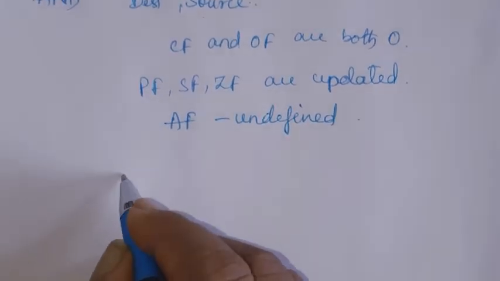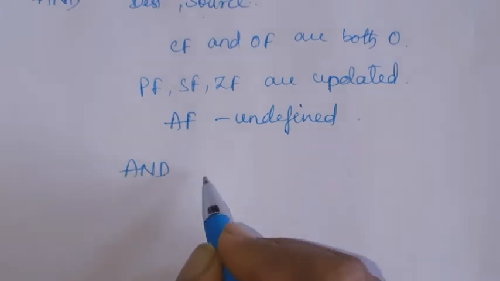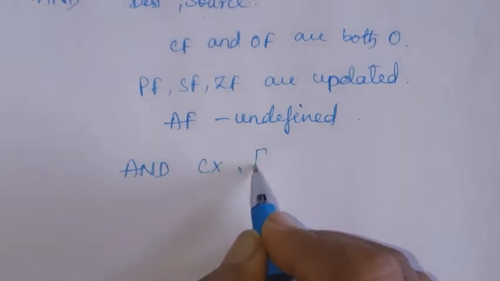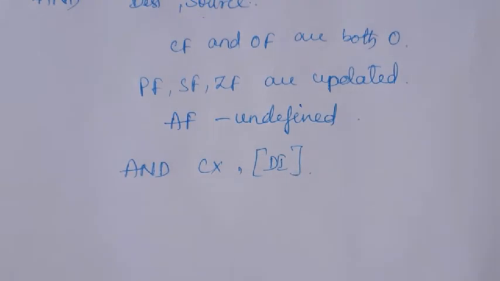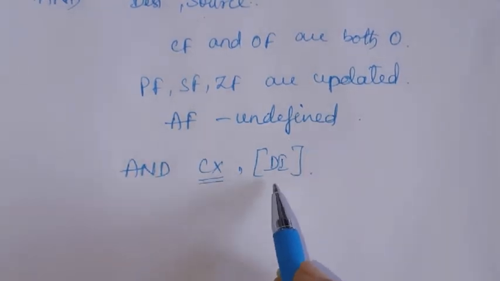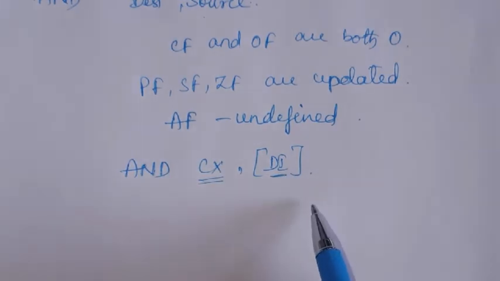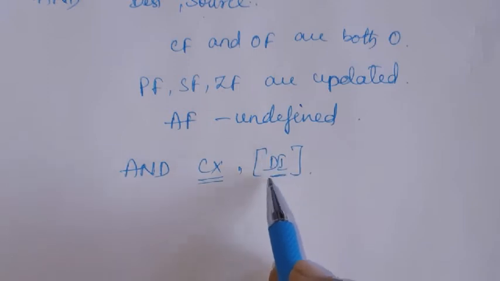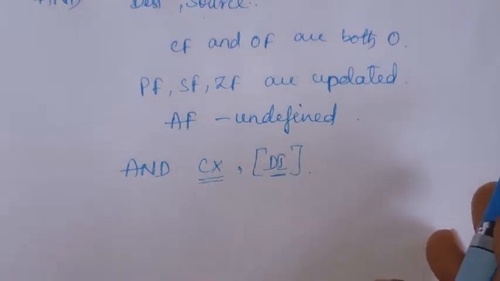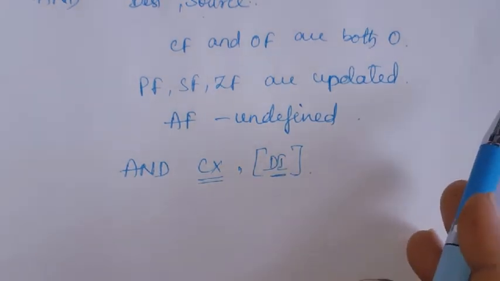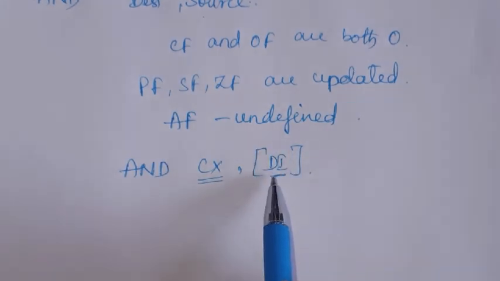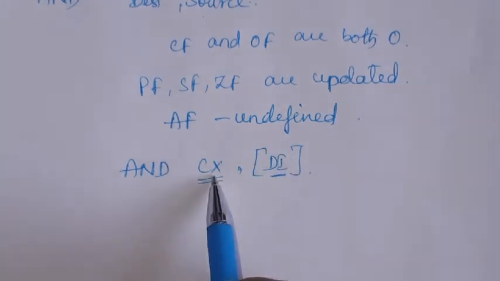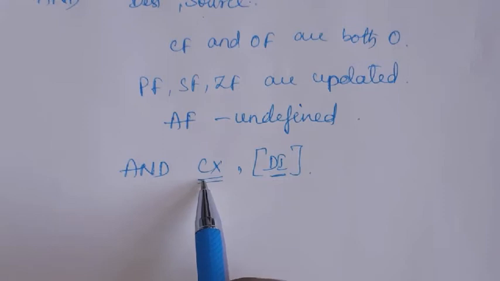So I can write an instruction like AND CX, [DI]. That means the contents of CX are ANDed with one word pointed to by the DI register. DI has an offset address, so the word present at that memory location will be ANDed with the contents of CX, and the result will be placed in the CX register.